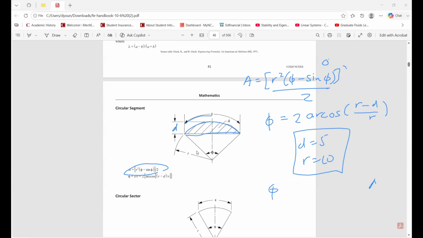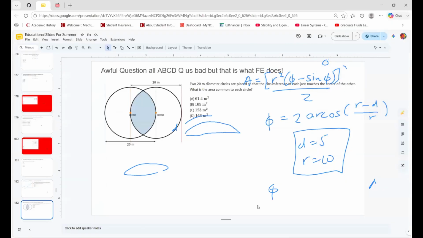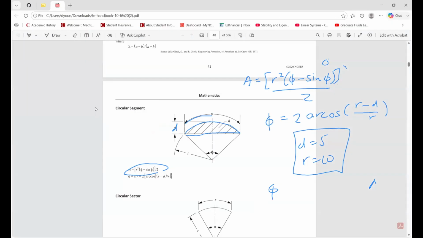Okay, let me get. And to be clear, this is the question over here that I fumbled earlier. So yeah, I'm gonna show the whole process of me fumbling for 2 minutes. 10 minus 5 divided by 10, times 2. Okay, so it's 120 in degrees.